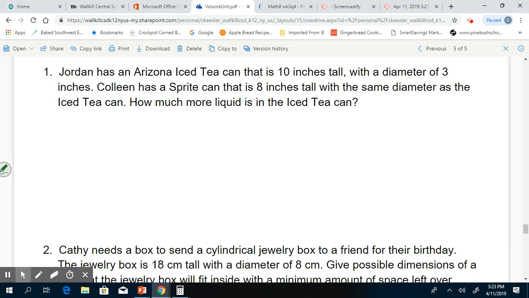So first things first, we have Jordan has an Arizona iced tea can that is 10 inches tall with a diameter of 3 inches. Colleen has a Sprite can that is 8 inches tall with the same diameter as the iced tea can. How much more liquid is in the iced tea can?